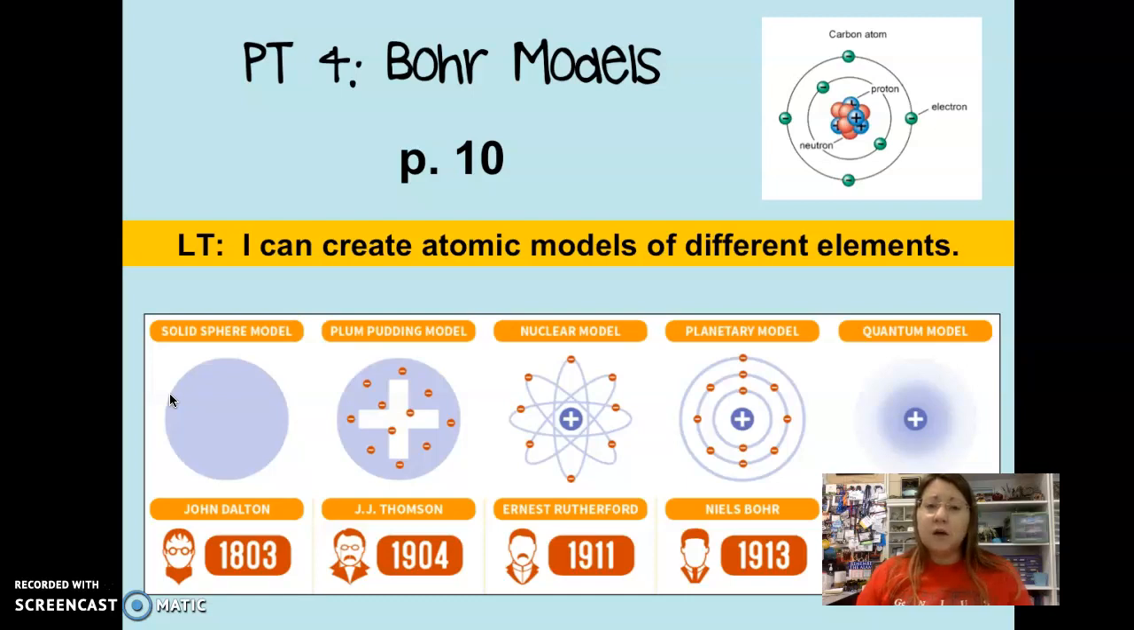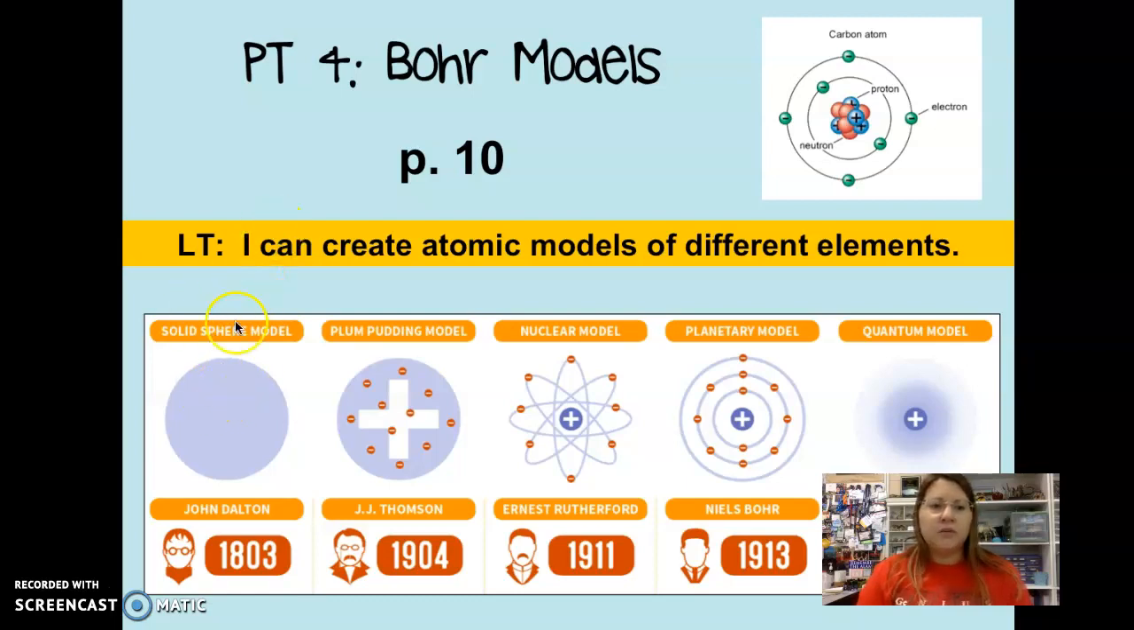So scientists use models for things that are invisible or things that are too small to be manipulated or to have their characteristics examined. So as knowledge progressed about atoms, so too did the atomic models, and the models changed in order to reflect what scientists were learning.